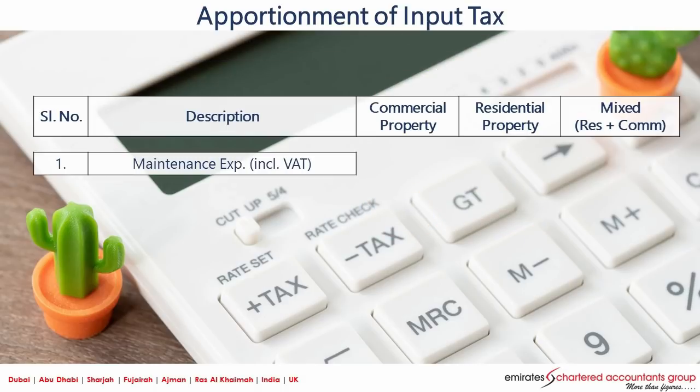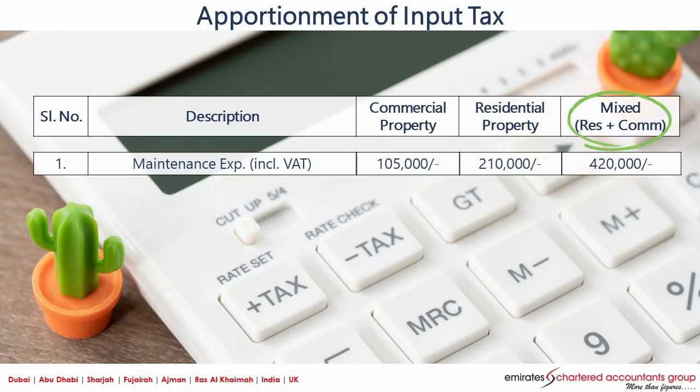In this example, I have shown maintenance expenses. In the case of maintenance expenses, 100,000 plus 5,000, that is 105,000, is the total amount paid as maintenance expense in the case of commercial property. In the case of residential property, the total amount paid is 210,000: 200,000 as the expenses and 10,000 as the input tax.